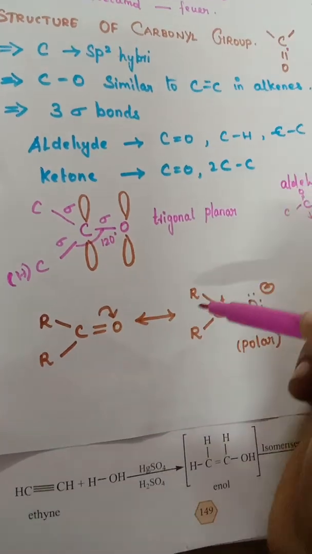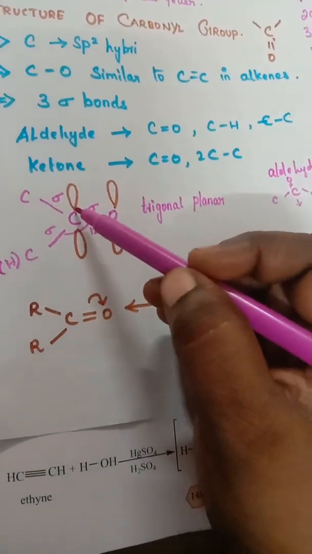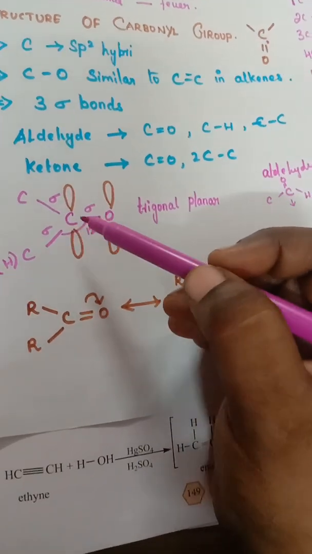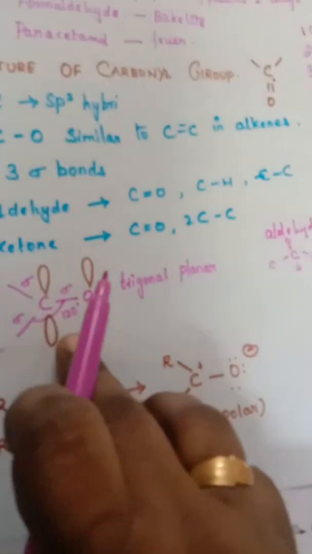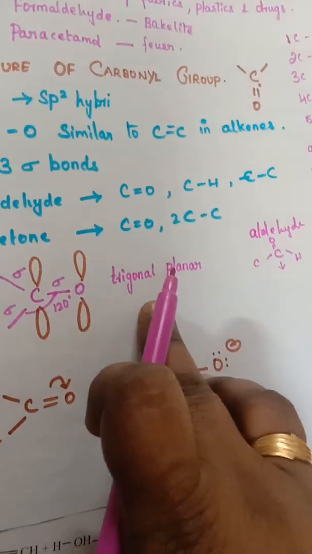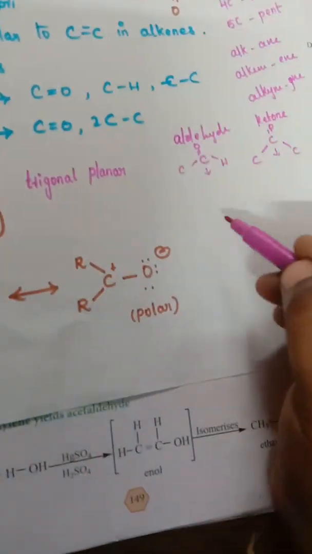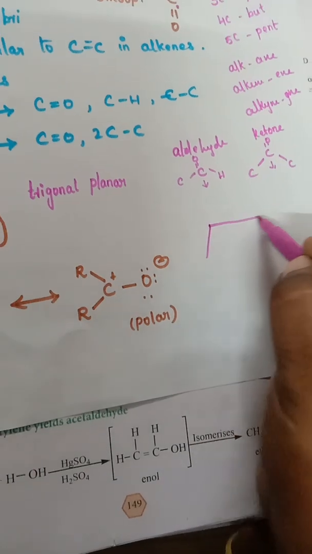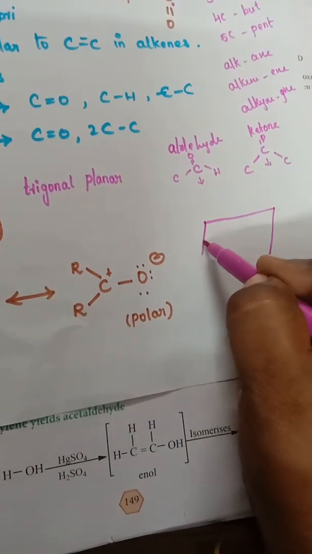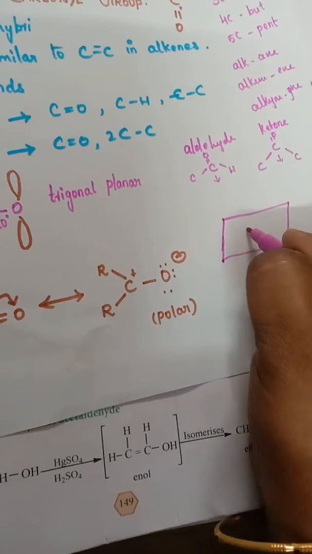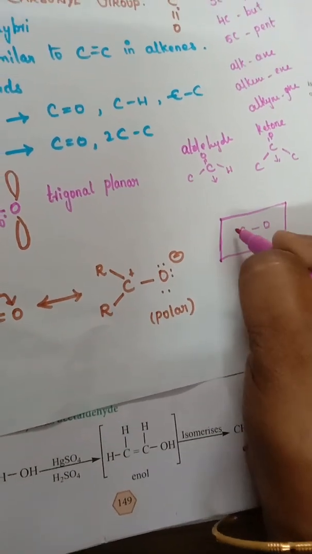So where will it go? It occupies the top and the bottom of the carbon. Okay, if this is a plane, it is a planar molecule. Since it is a planar molecule, the structure is trigonal planar. How do you say it is a plane? It lies in a plane. If I draw a plane like this, I can say, see, it lies in the plane itself.